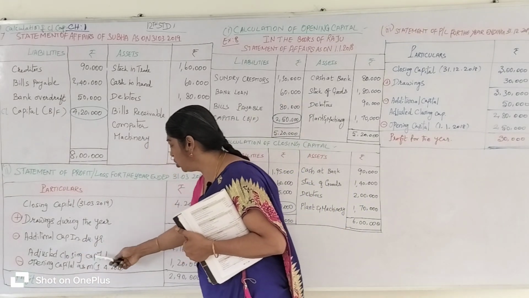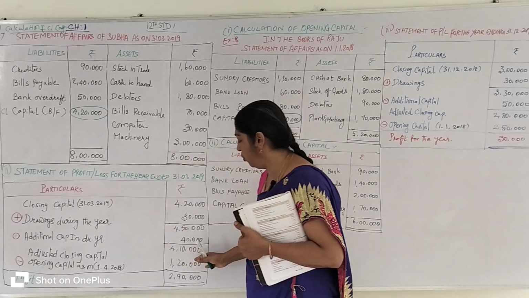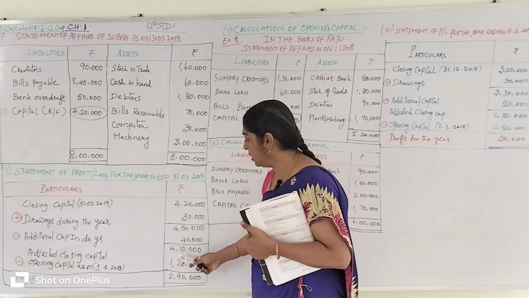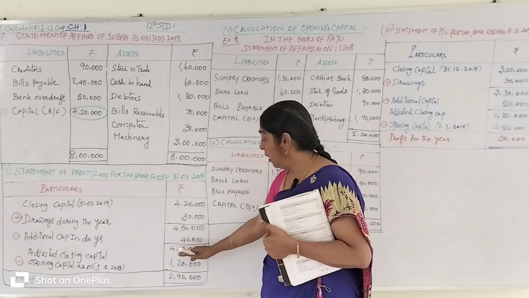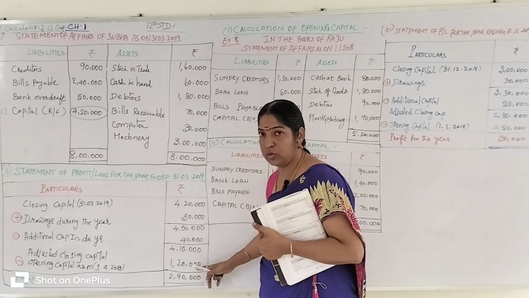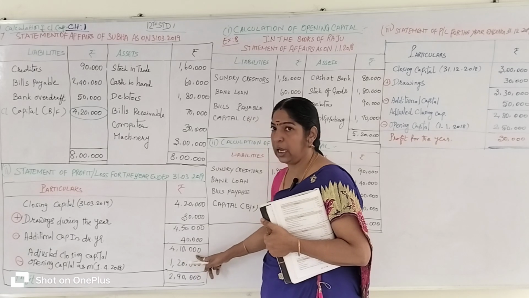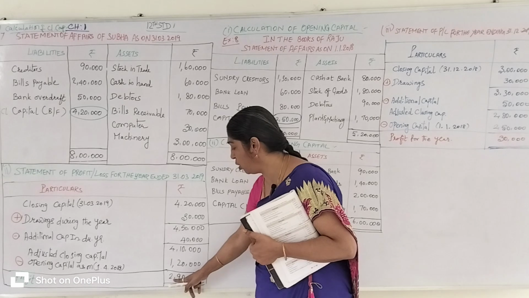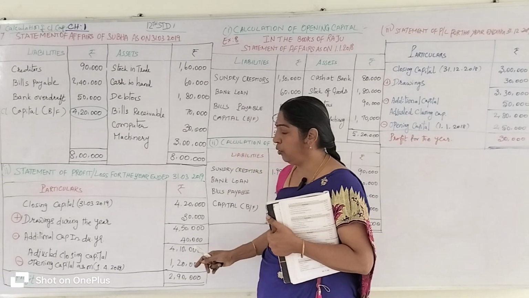If adjusted closing capital value is more than that of the opening capital's value, then you got profit. Accordingly, here adjusted closing capital value is how much? 4,10,000. Is more than that of the opening capital value 1,20,000 rupees. So which is higher? Adjusted closing capital is higher. So you got profit. Profit for the year is how much? 2,90,000 rupees.